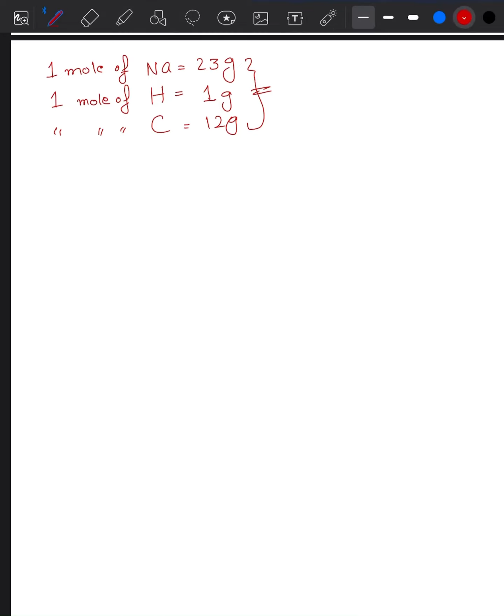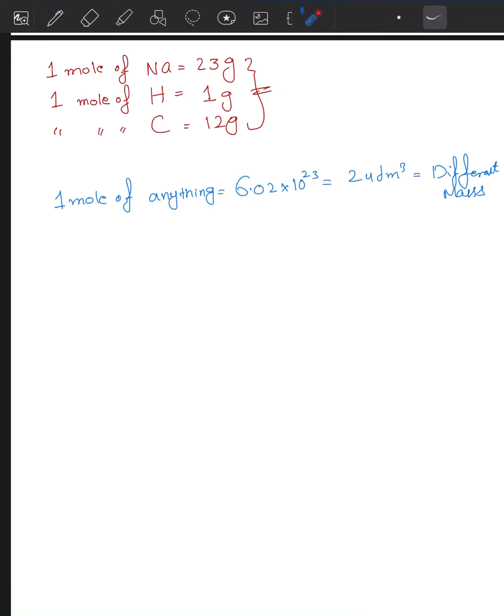From this we can derive a basic relation. 1 mole of anything has the same number of particles and the same volume, 24 decimeter cube, but different mass. So if I take 1 mole of carbon and 1 mole of sodium, they will have the same number of particles, 6.02 times 10 to the power 23, and the same volume, but different mass.